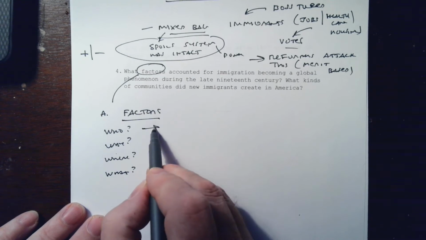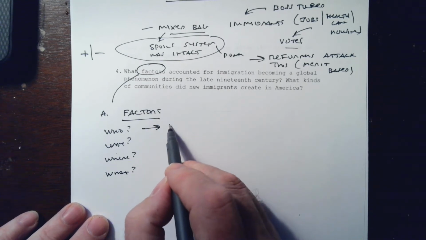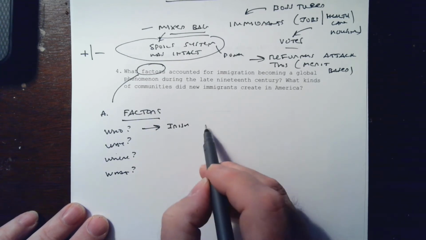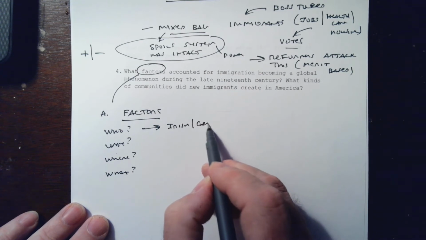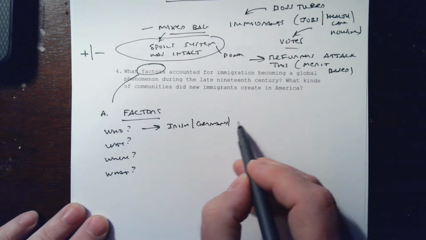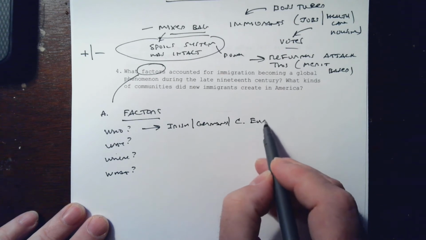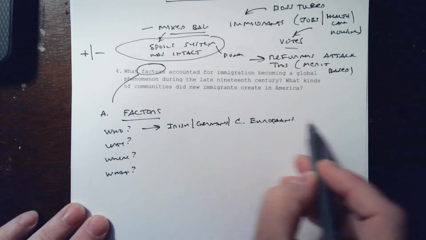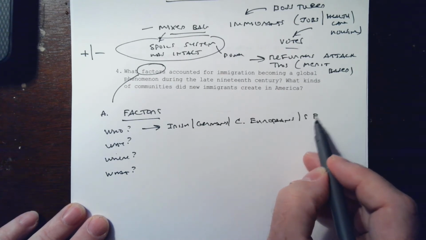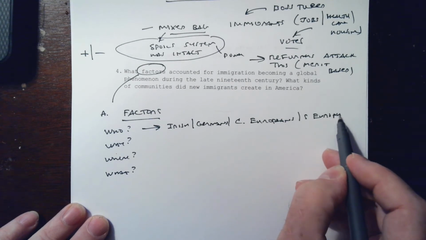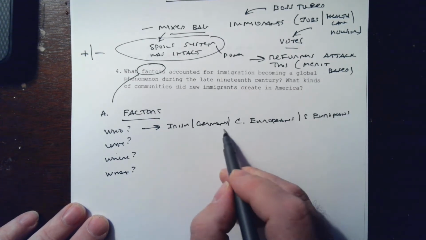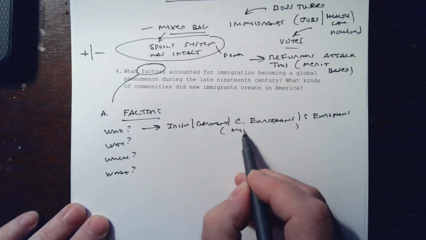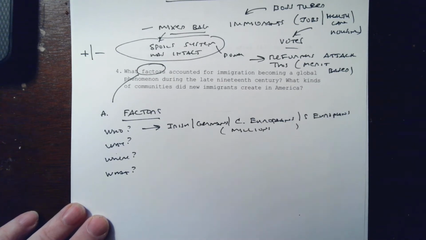All right, so here you're going to talk about the Irish, Germans, Central Europeans, Southern Europeans. They're going to come in mass, and they're going to come in the millions. All right. Now, why did they come?